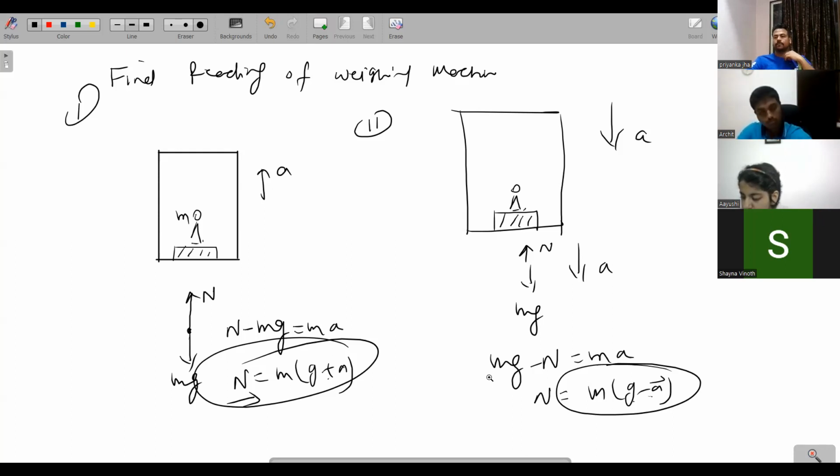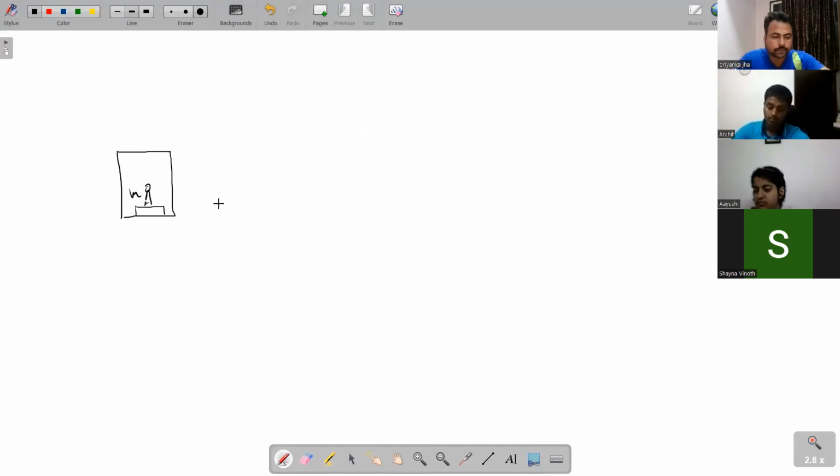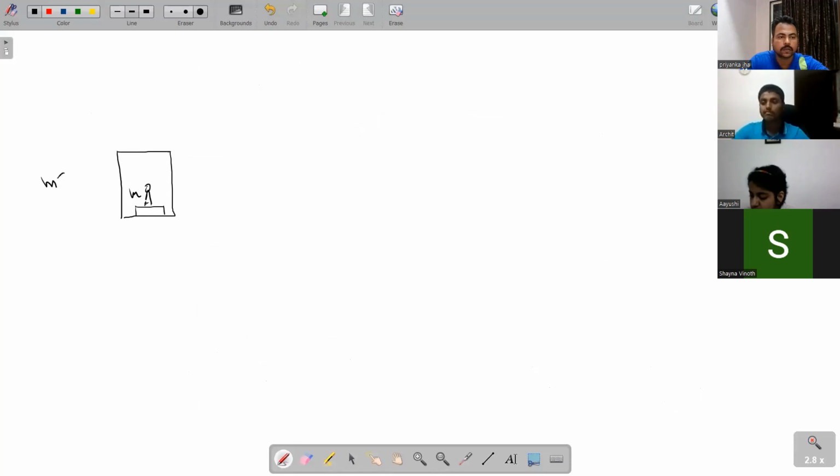Done, noted. Okay. Next question I'll give you. See, there is a lift. This is a lift, and this is a weighing machine. One man is standing over here. The mass of the man is m, and the value of m is 60 kg.